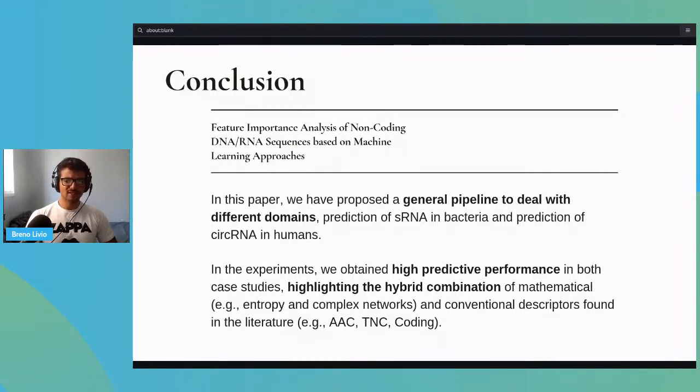To experimentally assess the best features, we have used 2 case studies. In the experiments, we obtained high predictive performance in both case studies, highlighting the hybrid combination of mathematical descriptors such as entropy and complex networks, and also the conventional ones, such as the TNC. And finally, we realized that the inclusion of hyperparameter optimization and AutoML improved the performance of non-coding sequence predictive models.